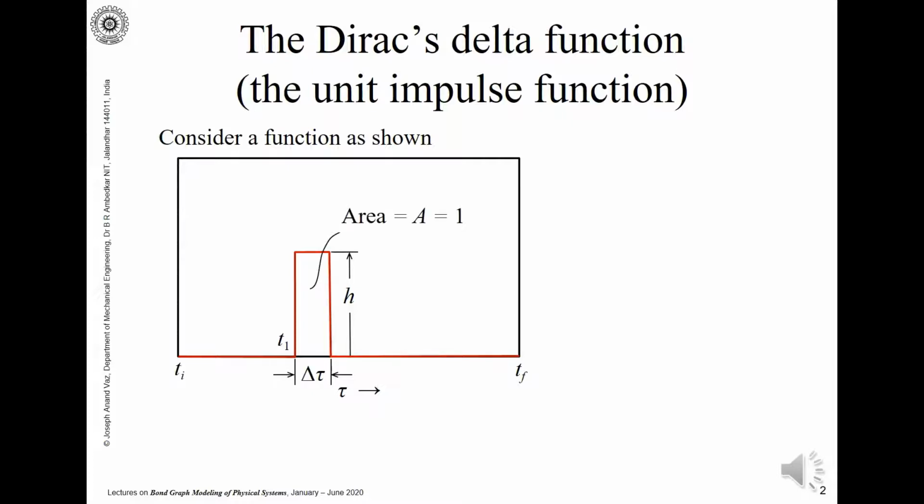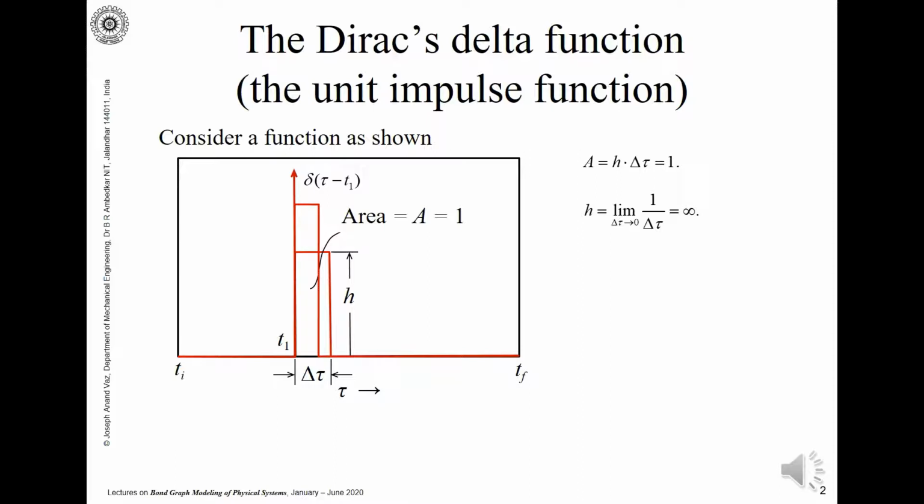If we impose a constraint on the area of this rectangular shape, let's say area is A, that's equal to 1. So area is h into delta tau, which is equal to 1. If we reduce delta tau but keep the area the same, equal to 1, the height of the rectangle is bound to increase. If we continue doing this, as delta tau tends to 0, h will tend to infinity.